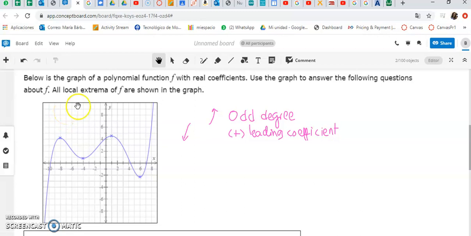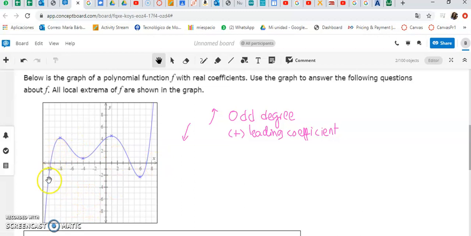All local extrema of f are shown in the graph. And you're going to say, teacher, what is the extrema? Remember, the extrema is the maximum and the minimum points. Here we have 2 maximums and 2 minimums. So we have 1, 2, 3, and 4 extrema in this graph. Now, before going to the questions, I want you to focus on the behavior of the ends of this graph.